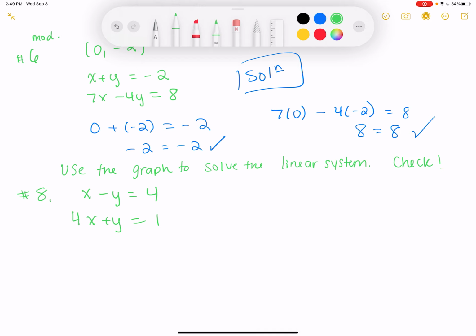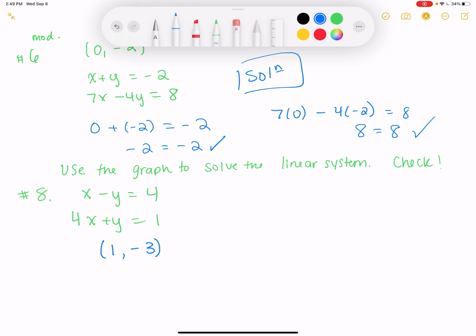You're looking for where the two graphs cross. It's 1, 3. Okay, the one part is right, so I counted wrong. Oh, I meant 1, negative 3. Remember, they're negative when you go down.